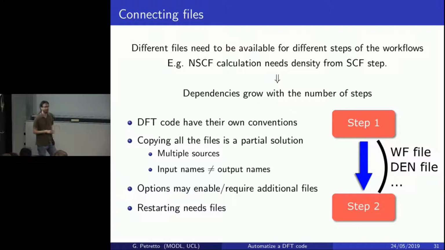Or like in the DFPT part, you have to fetch different files, wave functions, first order derivatives of the wave functions from different calculations. So you have to decide which input you should copy from which previous part of the task. All these things are quite annoying and have to be dealt with when you start developing a new code, let's say the workflows for a different code.